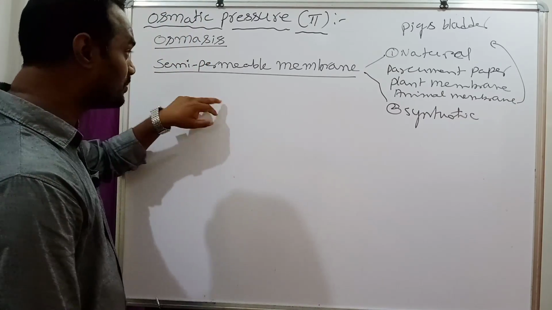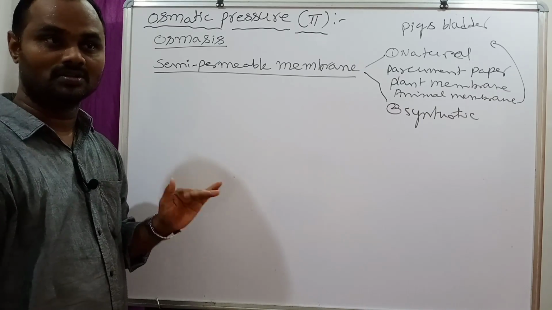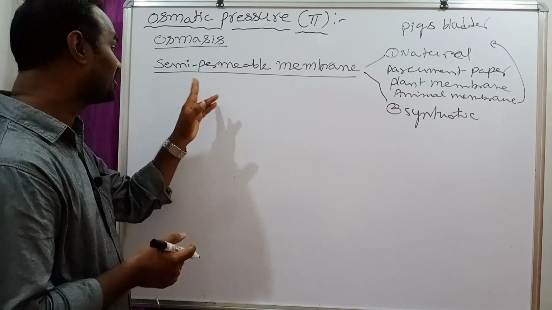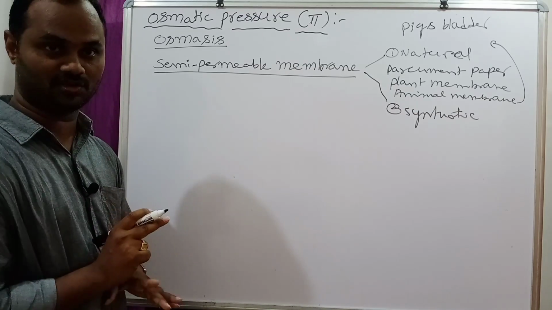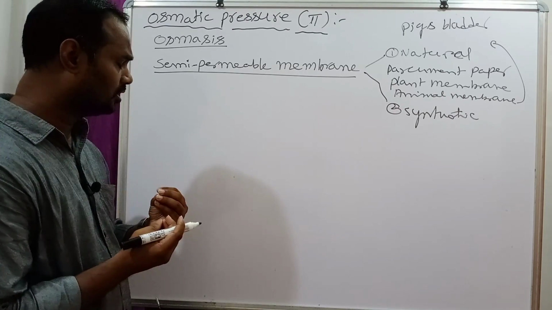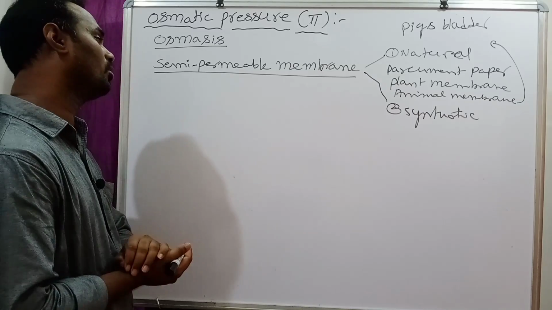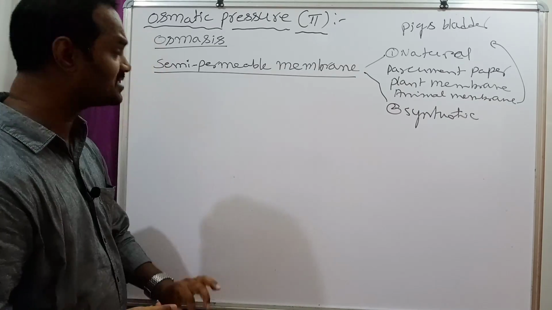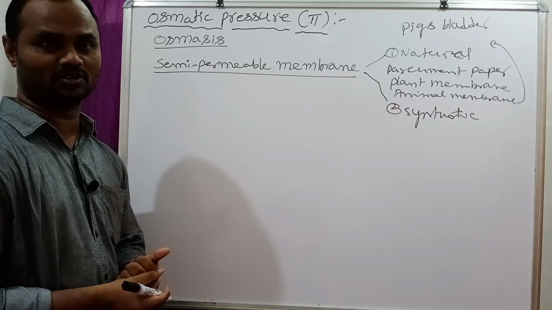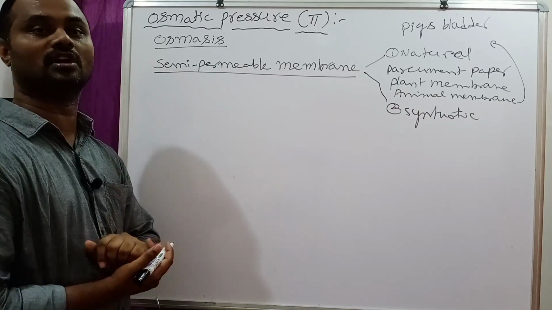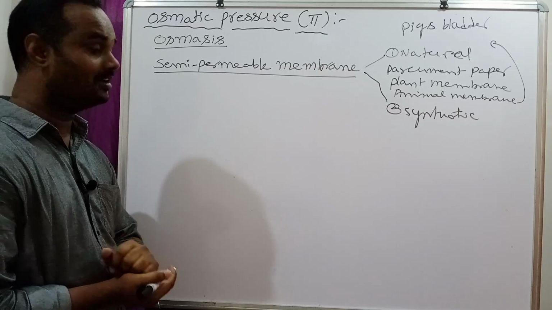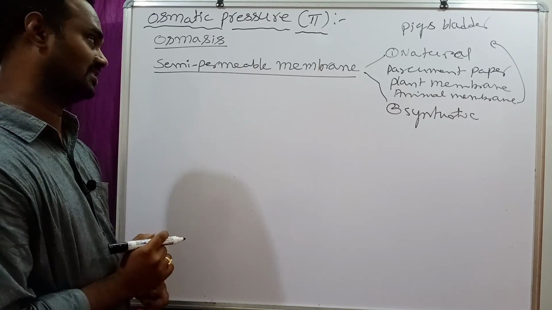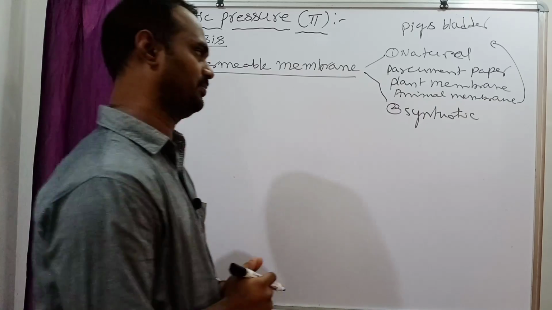Semi-permeable means it gives permission only to some portion; it cannot give permission to all molecules, only to very small molecules like solvent. Generally solvent particle size is less and solute particle size is more. That's why it allows only solvent particles through it, but never allows solute particles. That's why it is called a semi-permeable membrane.